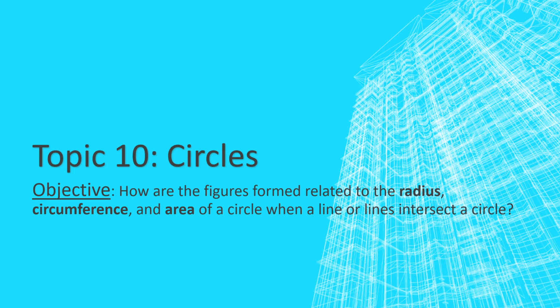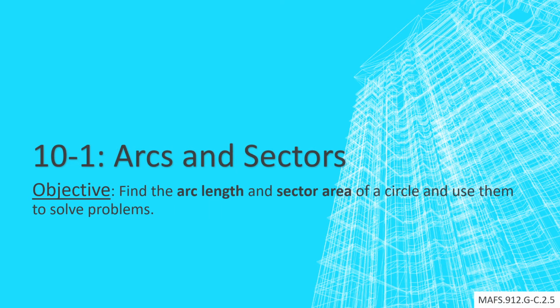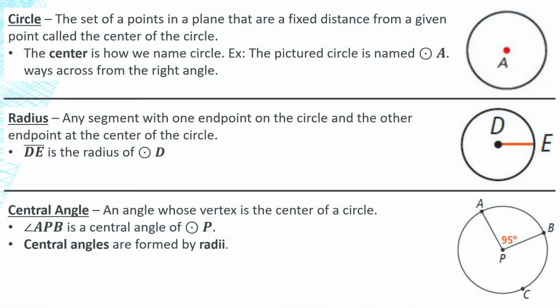Okay, so we're looking at topic 10, circles, beginning with 10-1, arcs and sectors. Start with a little bit of vocabulary here. By now you all should know what a circle is. Here's your proper definition for it all: a set of points in a plane that are a fixed distance from the center.